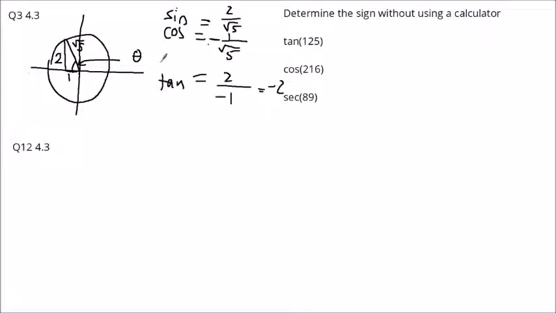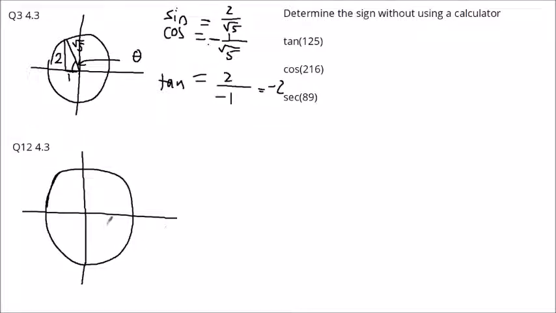Question 12. Let's see about question 12. Question 12 this time, the circle is on 22, minus 22. That's about right here. This is the circle, this is the triangle. And you can see that the y is negative. So since the y is negative, we automatically know the sine is going to be negative.